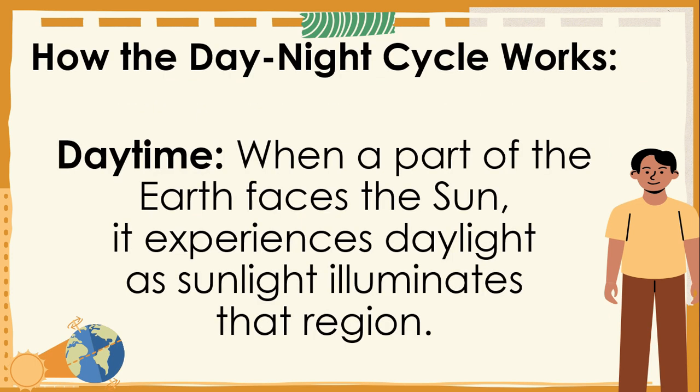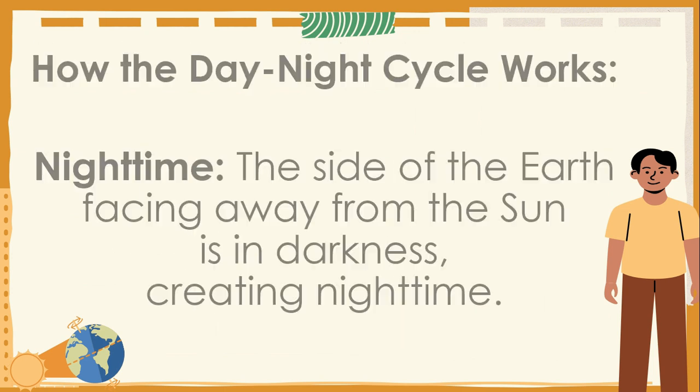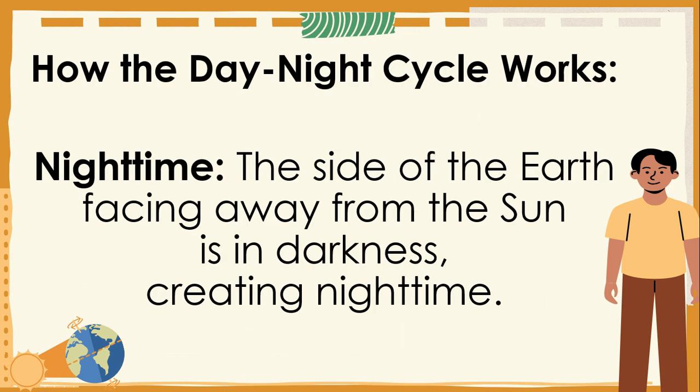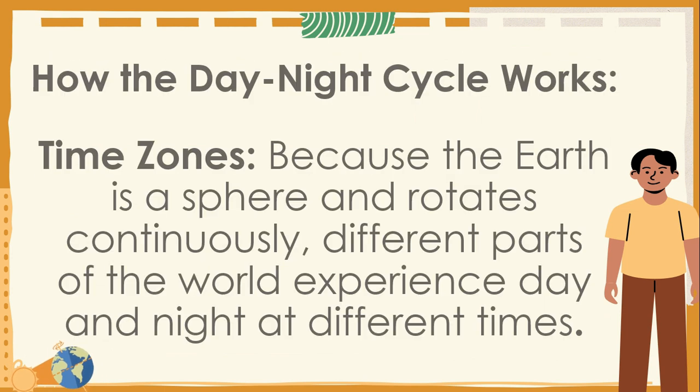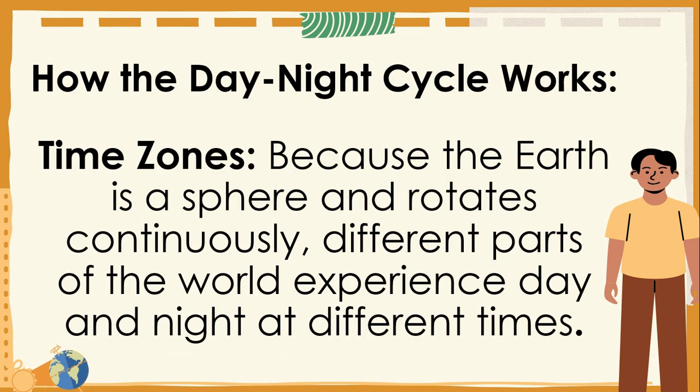For daytime, when a part of the Earth faces the sun, it experiences daylight as sunlight illuminates that region. Nighttime, the side of the Earth facing away from the sun is in darkness, creating nighttime. Time zones. Because the Earth is a sphere and rotates continuously, different parts of the world experience day and night at different times.